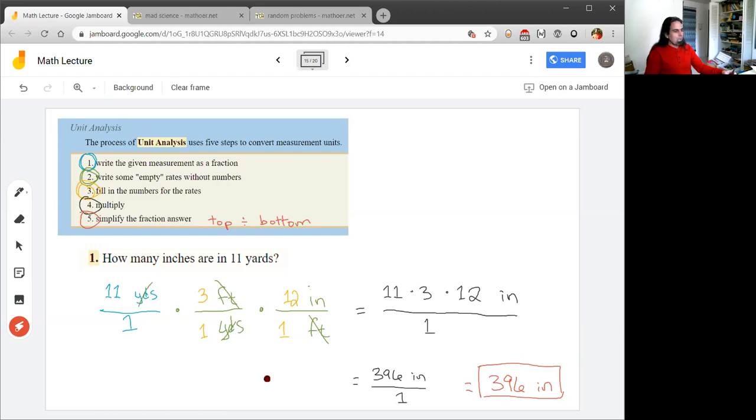So if you are happy to do this a simpler way, you can. The point of this is that it is a little long, just for multiplying by 3 and multiplying by 12, but you will always get the right answer. So let's do another one.